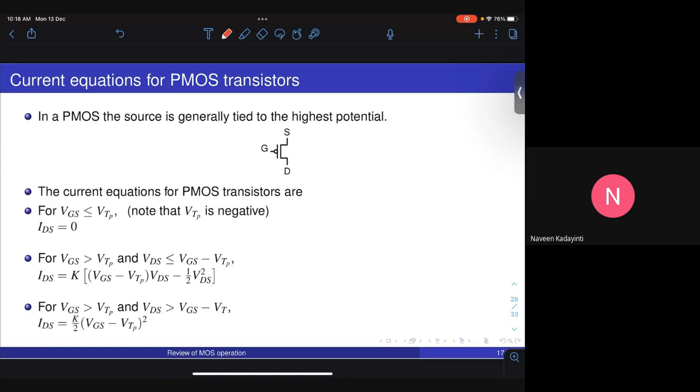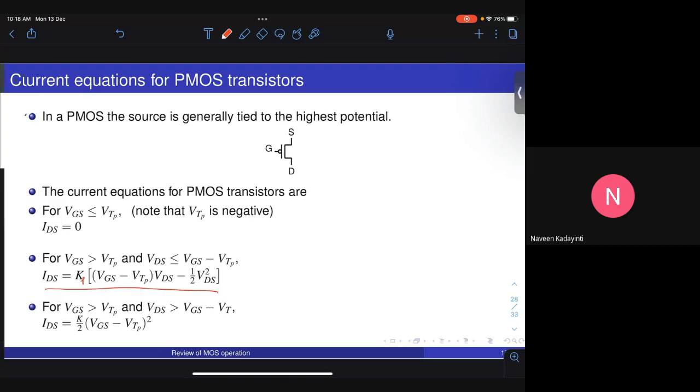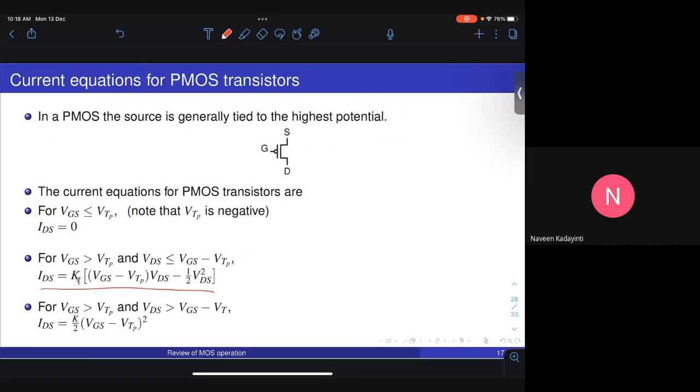For VGS greater than VTP and VDS less than VGS minus VTP, the current equation is given as IDS is K into, I should have written KP for PMOS, K into VGS minus VTP into VDS minus VDS squared by 2. And for VGS greater than VTP and VDS greater than VGS minus VTP, again the equation is independent of VDS, given by K by 2 into VGS minus VTP the whole square.